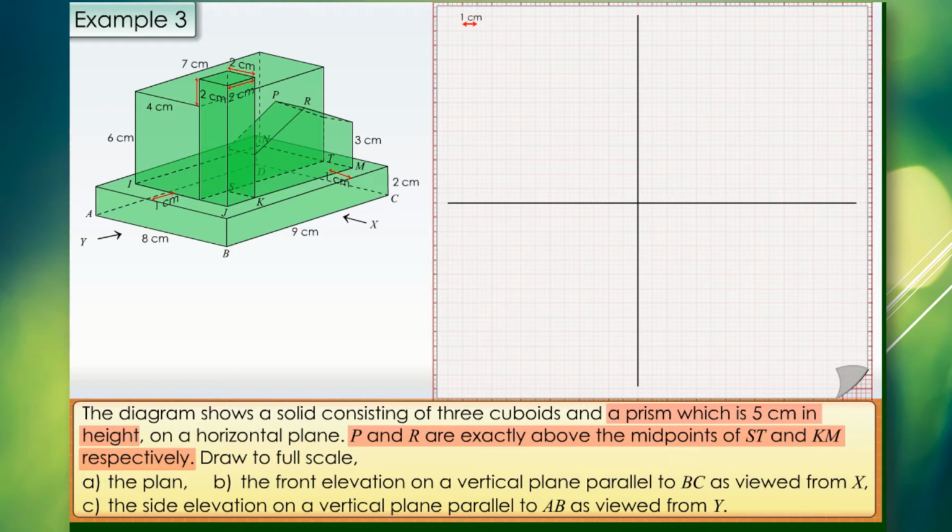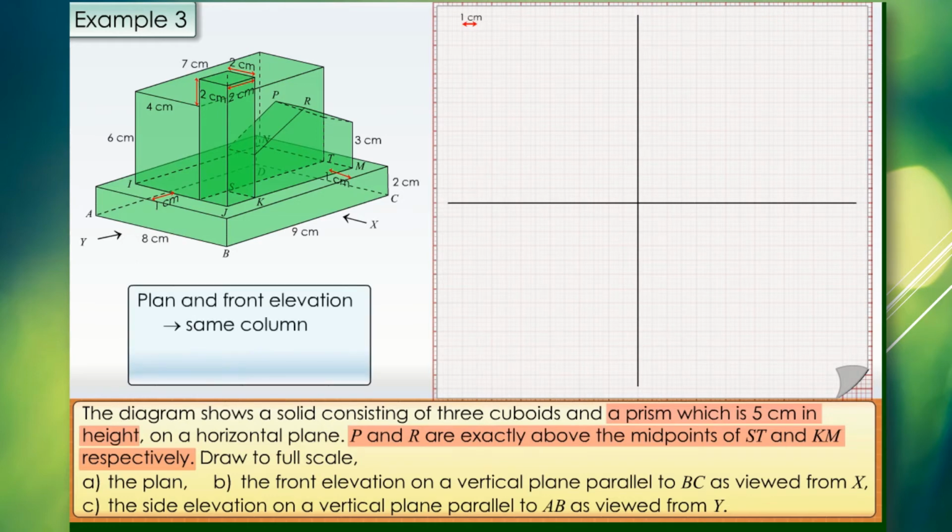So, where do we draw our plan and elevations? It is always a good idea to draw the plan and the front elevation in the same column and the front and side elevations in the same row. As the view from X is the front view of the object, then the view from Y is the view from its left. So, we will place our side elevation in the left column. Hence, the plan and the front elevation will be in the right column.